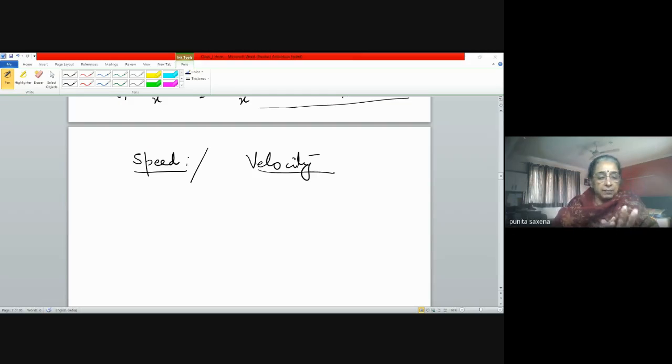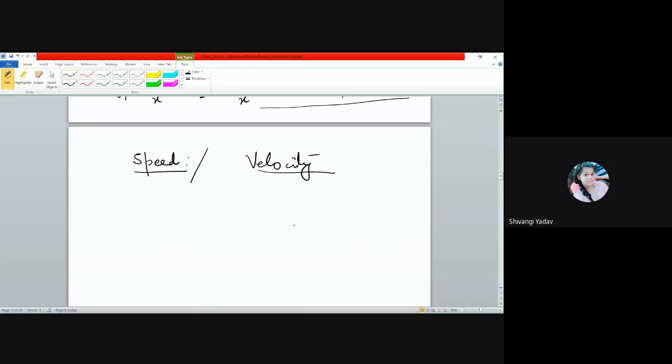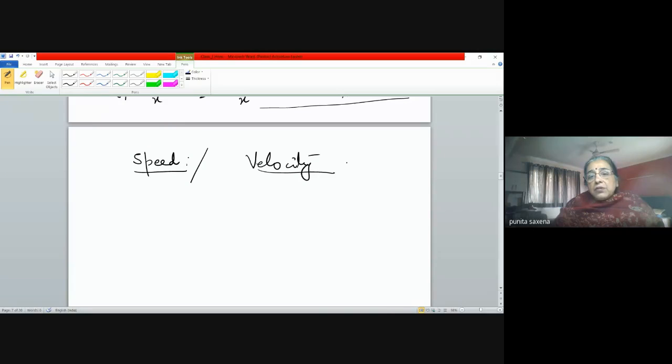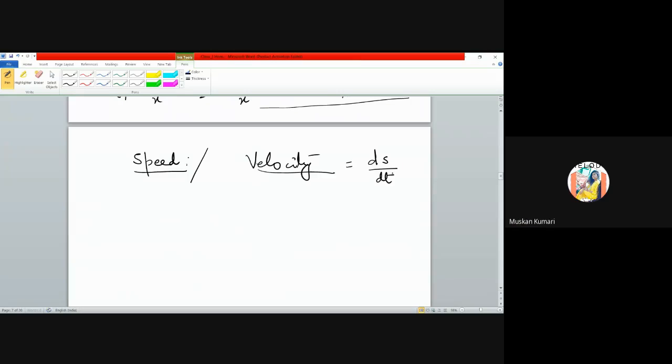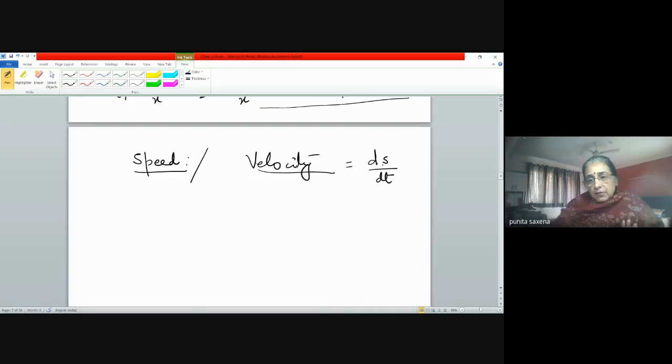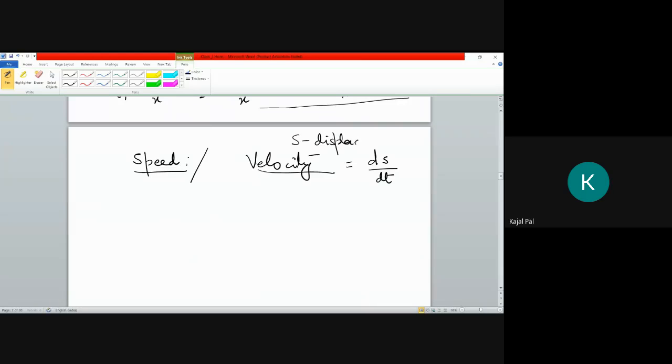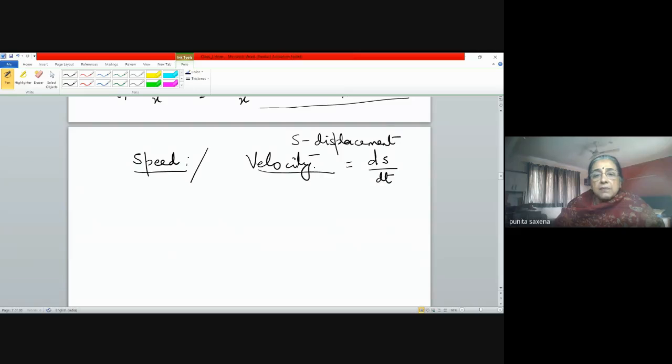ठीक है, चलो स्पीड को भूल जाते हैं because speed is a scalar quantity and velocity is a vector quantity. ठीक है, अब इसको if you remember कैसे डिनोट किया था? ds by dt. ऐसे डिनोट किया था ना. और s क्या था हमारा? डिस्प्लेसमेंट फंक्शन. Displacement. ठीक है, if s is the displacement, then rate of change of displacement with respect to time is the velocity. What is acceleration?